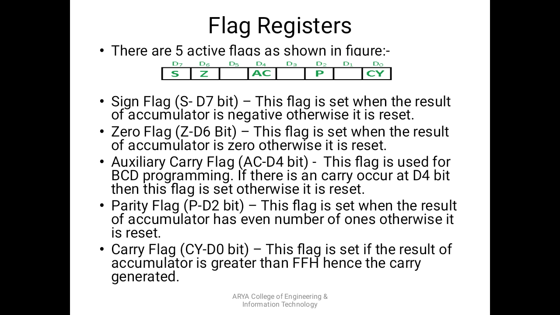Next, flag register. There are 5 active flags as shown in the figure. Number 1, sign flag. This flag is set when the result of the accumulator is negative. Number 2, zero flag. This flag is set when the result of the accumulator is 0. Auxiliary carry flag. This flag is used basically for BCD programming. If any carry occurs at the D4 bit, then this flag is set.